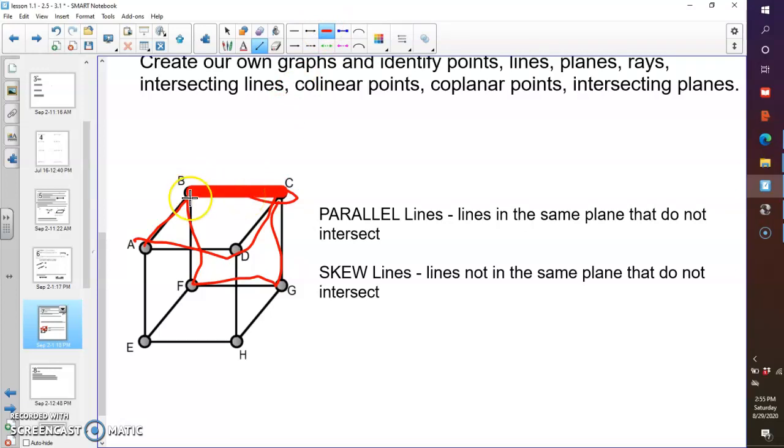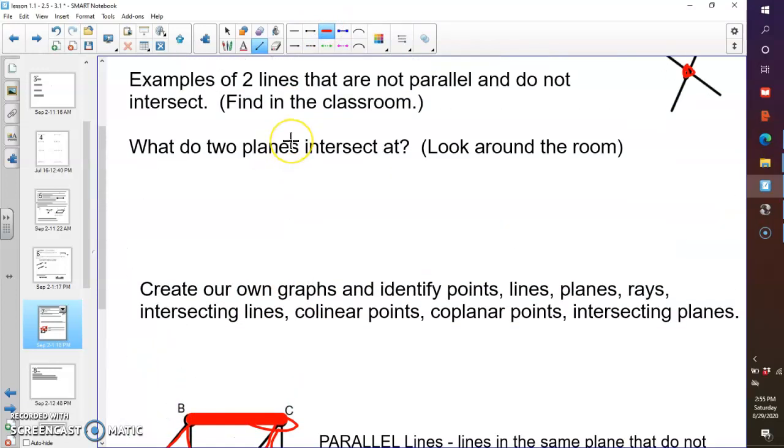So in planes, the intersection is a line. Okay, so lines intersect at a point, planes intersect at a line. So if I want to know where two planes intersect, essentially the answer is going to be a line. If I'm asking you where two lines intersect, essentially the answer is going to be a point.